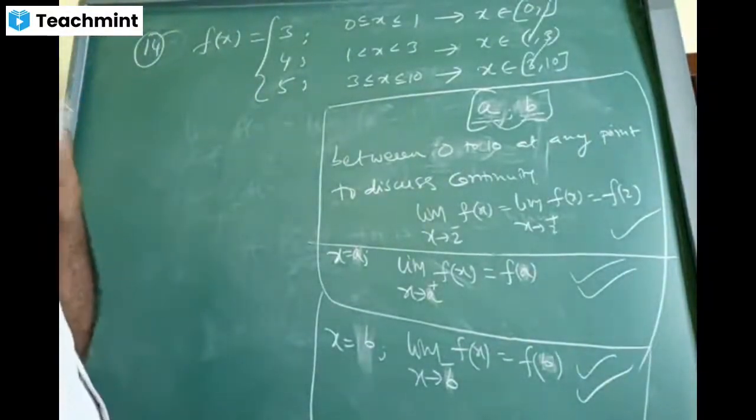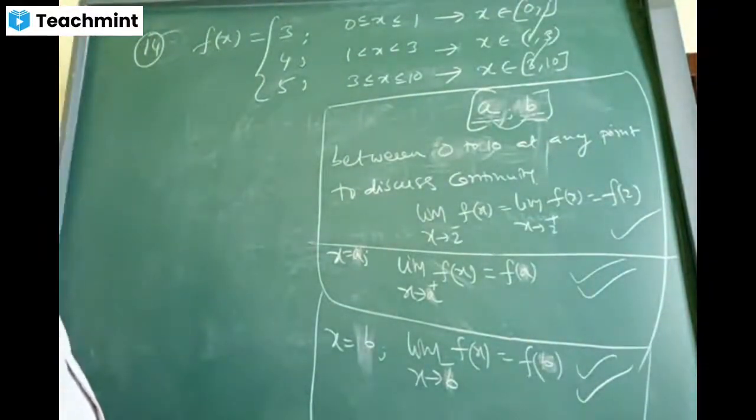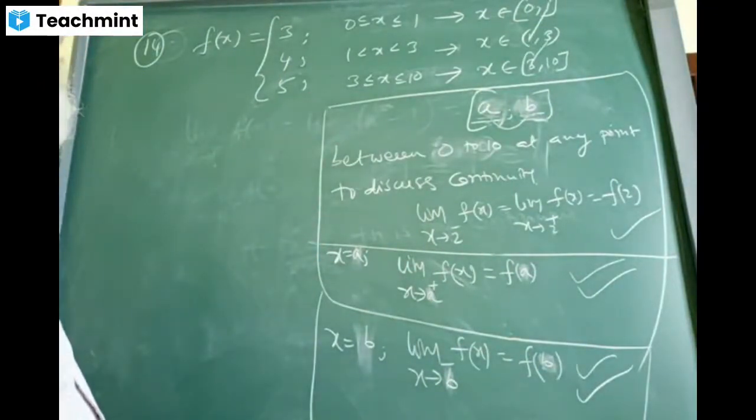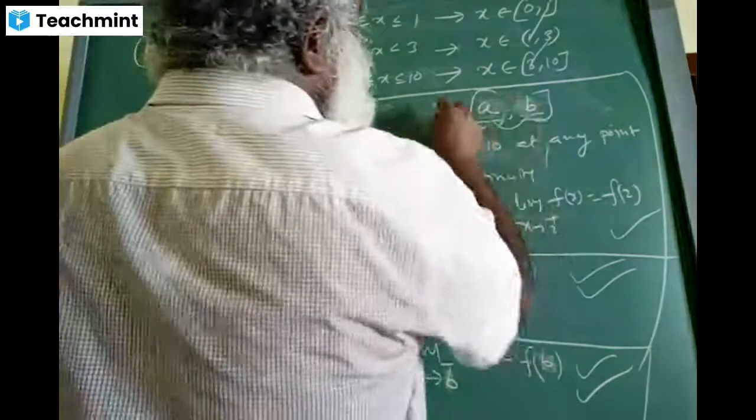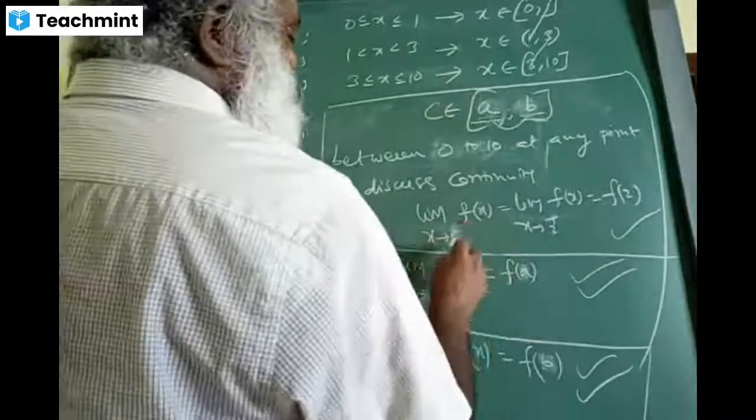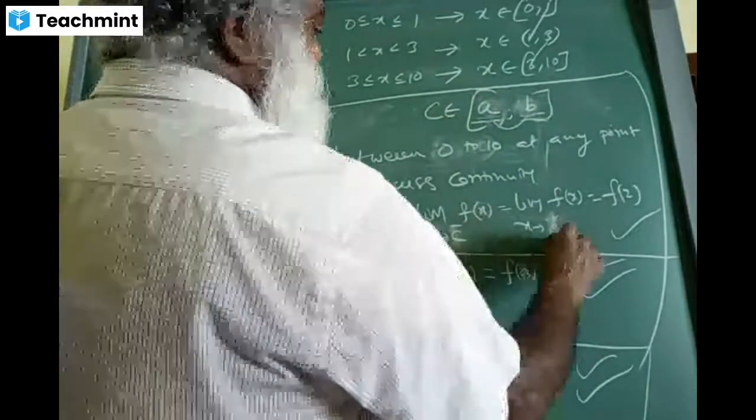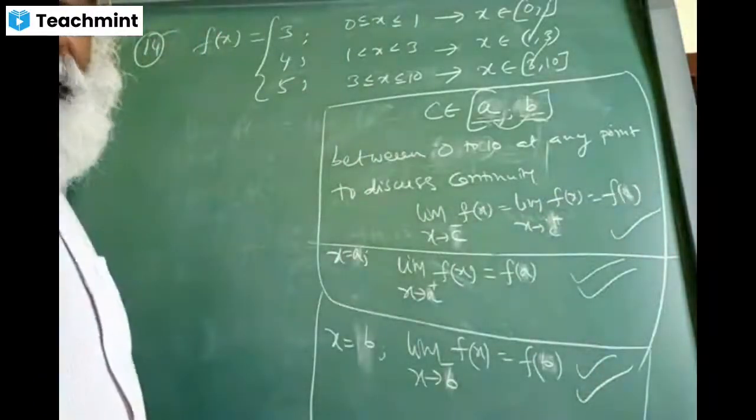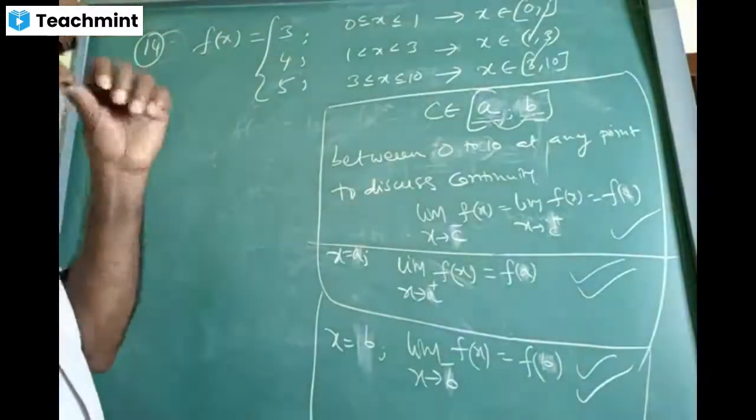I hope it is clear. Now, suppose C belongs to AB. How do you discuss at C now? C minus, C plus, at C. Hope it's clear.